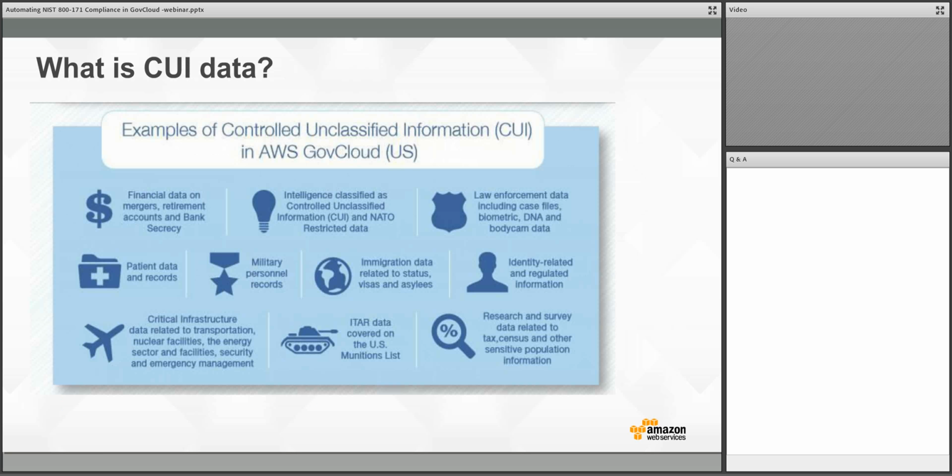So what is CUI data, or controlled unclassified information? Well, it can pretty much be any type of federal information outside of a classified designation. Examples of this could be financial data, a lot of restricted data, law enforcement data, immigration data, military records, patient data and records that were derived from the government, ITAR data, critical infrastructure. Pretty much any type of data that the government is going to provide a contractor could be considered controlled unclassified information.